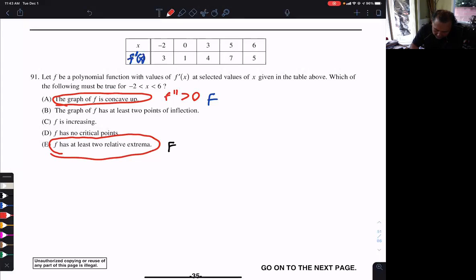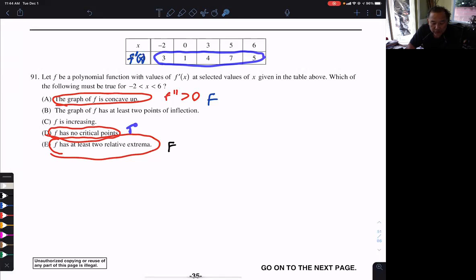This is one that might get people. F has no critical points. A critical point, in your brain, you should think, is when the derivative is 0 or does not exist. And you might say, hey, look, the derivative's never 0. It's always positive. That must be the true one, and you would be wrong.